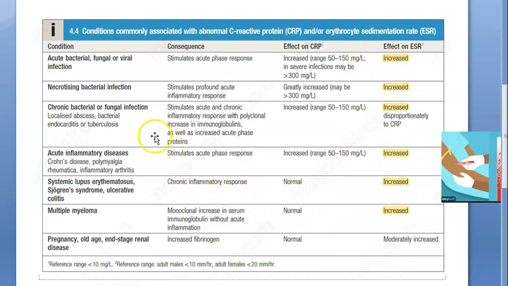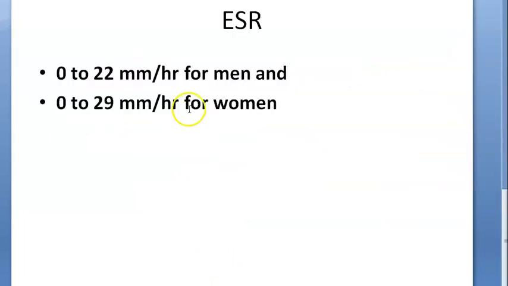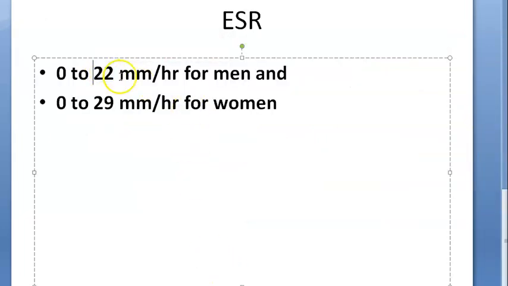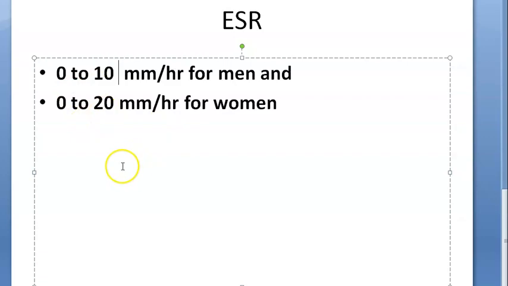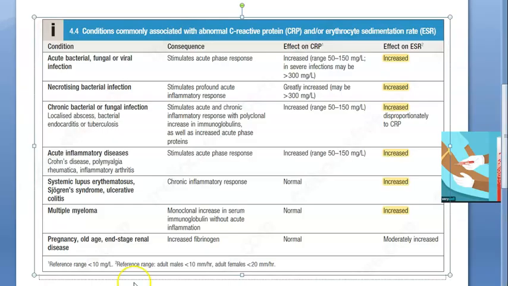Bacterial infection, fungal infection, viral infection, tuberculosis, Crohn's, ulcerative colitis, multiple myeloma, systemic lupus erythematosus, Sjogren's, pregnancy, old age, etc. Remember here what they have given actually as the reference range. Less than 10, less than 20 they are saying. According to Davidson, it's less than 10 and less than 20 for men and women.